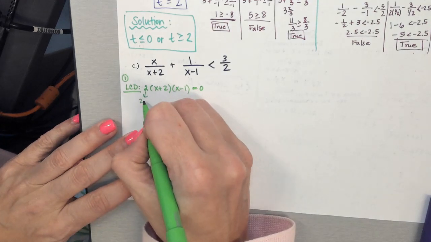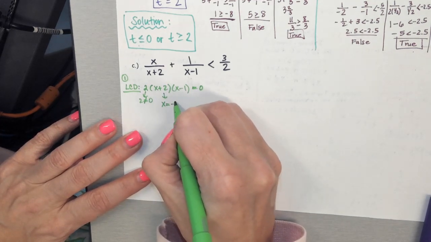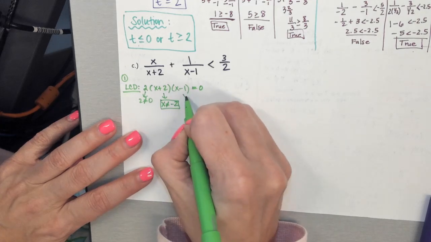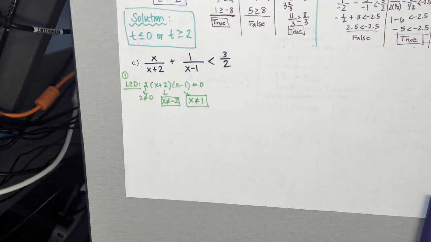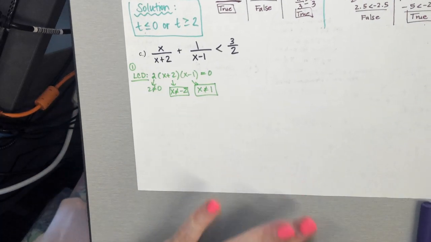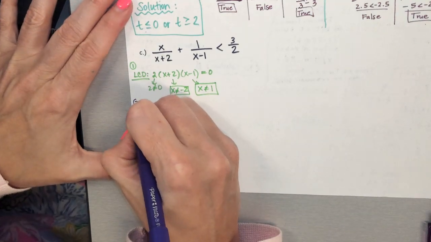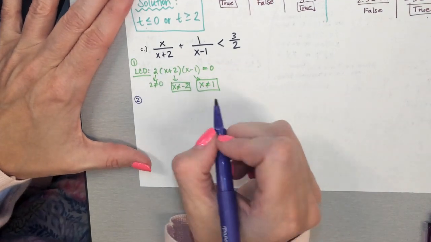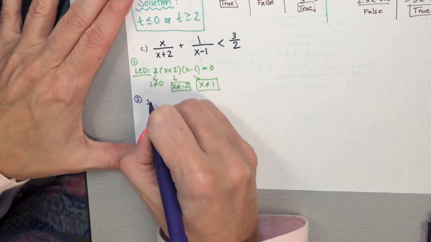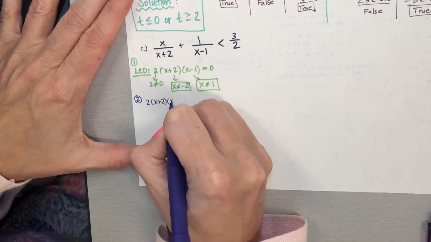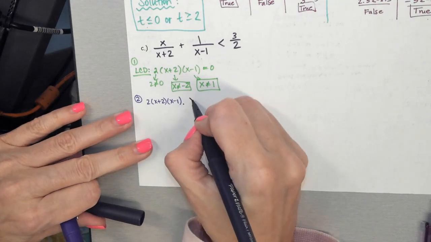Because if you try to set this equal to 0, okay, that's not going to give you a value, but here we have x can't be -2, and here we have x can't be 1, and so those are going to have to be 2 values on our number line. And then we're going to solve the related equation, which comes from multiplying every term by the LCD. So we're going to multiply 2 times x plus 2 times x minus 1 by, I'm going to do some color coding for this one.